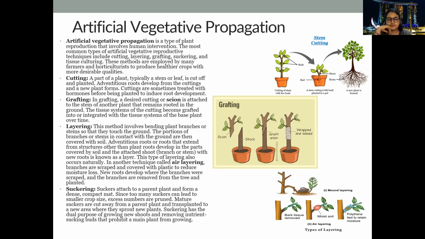Then we did what happens in meiosis and mitosis, as part of a topic.